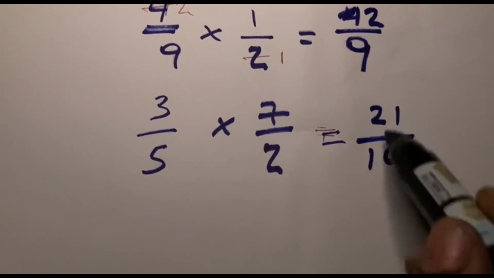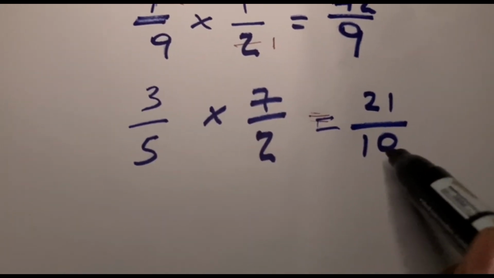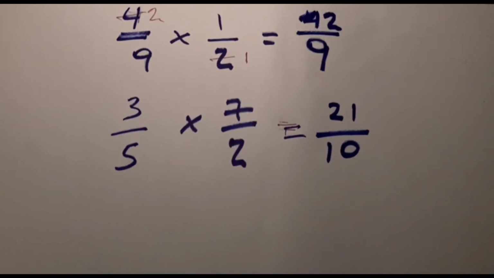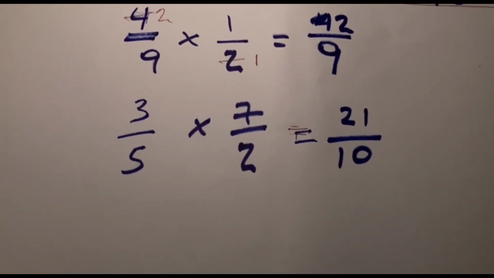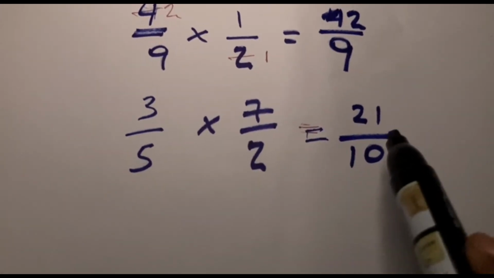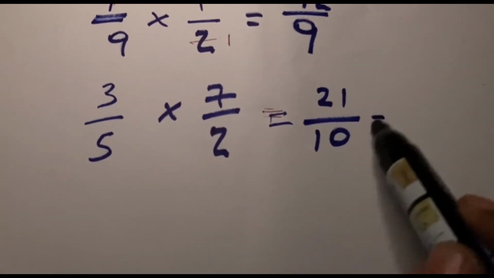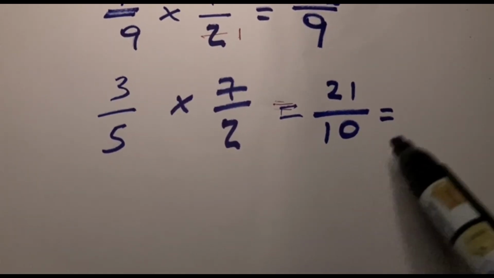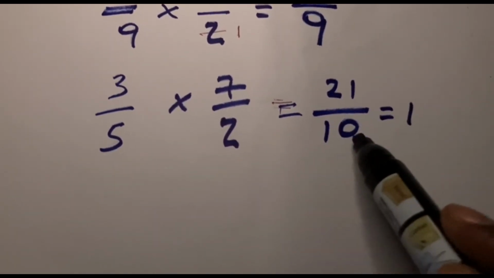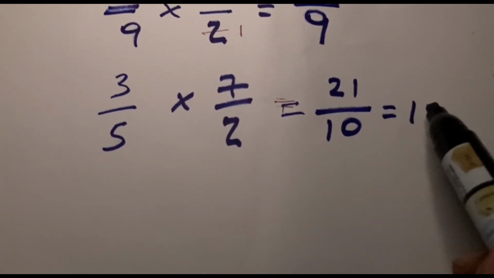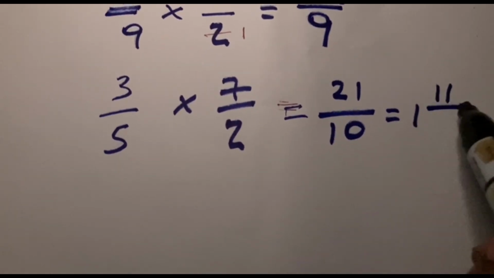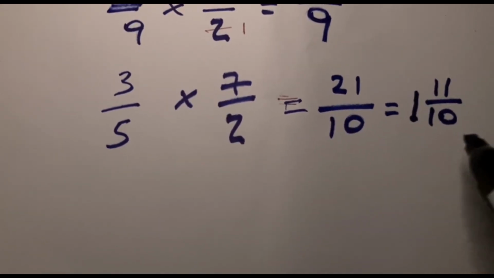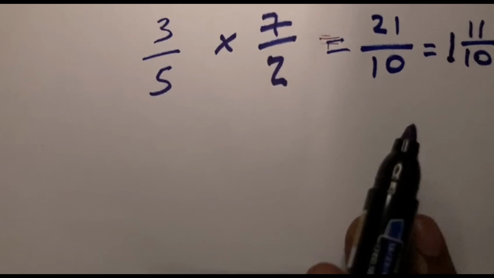And this number you can also change into a mixed fraction. In the next video, we will do how to add, subtract and divide improper fractions. But for now, we can convert this by dividing 21 by 10. 21 divided by 10 is 1 time. 1 times 10 is 10. 21 minus 10 is 11 over 10. So we can write it as 1 and 11 over 10 in mixed fraction form.